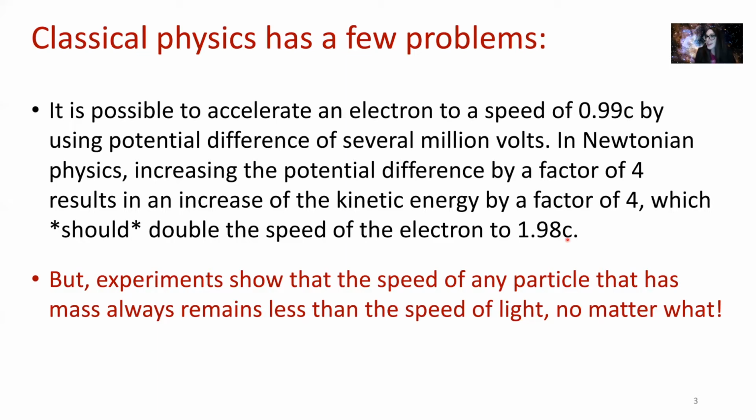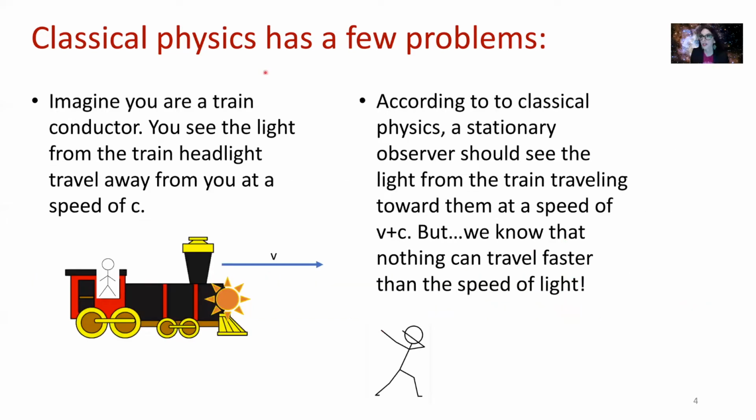So because there is a speed limit to the universe, there is a problem with using classical mechanics whenever you approach things that are moving very close to the speed of light. Classical physics also has another problem, and it all has to do with how we add up velocities, relative velocities.